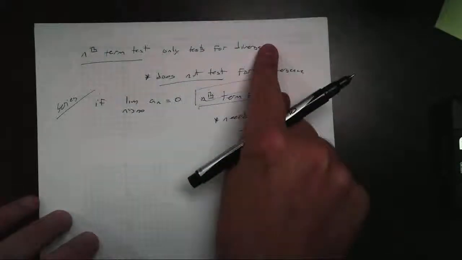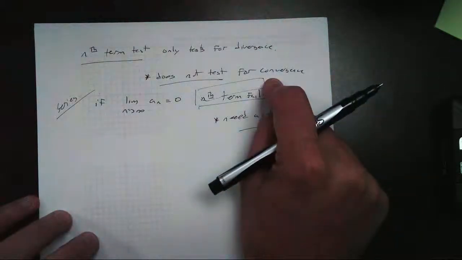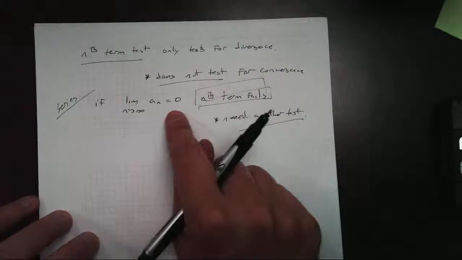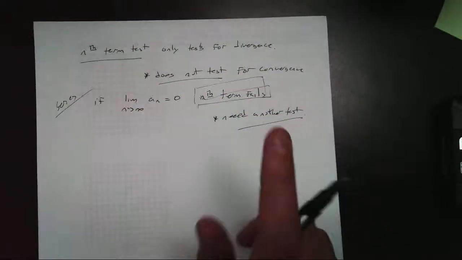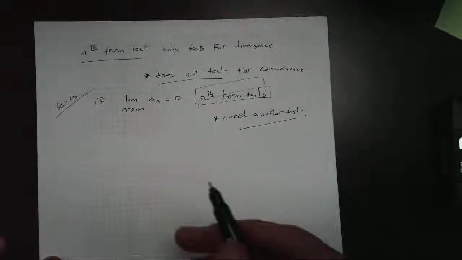The same thing is true for the nth term test. It only tests for divergence, not convergence. If you get 0 for your limit, we just say the nth term test failed, and we go on to another test, which we'll talk about later on.